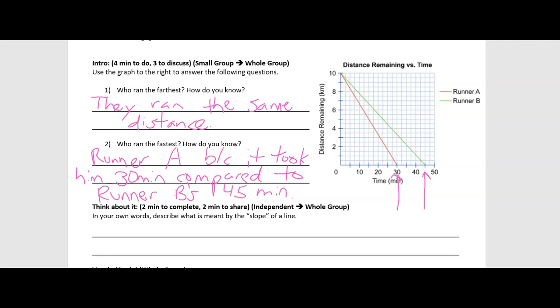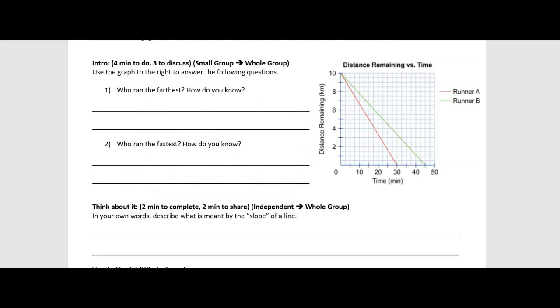The reason we did these two questions is because reading graphs is also something we're going to look at today, also an important skill when you're talking about slope. Okay, so look at the question below. It says, think about it. In your own words, describe what is meant by the slope of a line. So when you hear slope, many things may pop into your head. Just take a second to jot some of those things down and then come back and listen to our discussion.